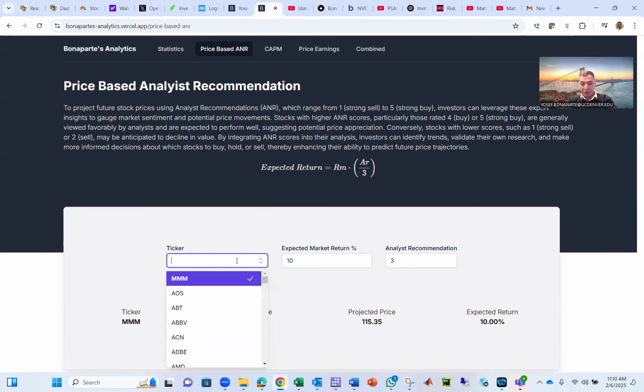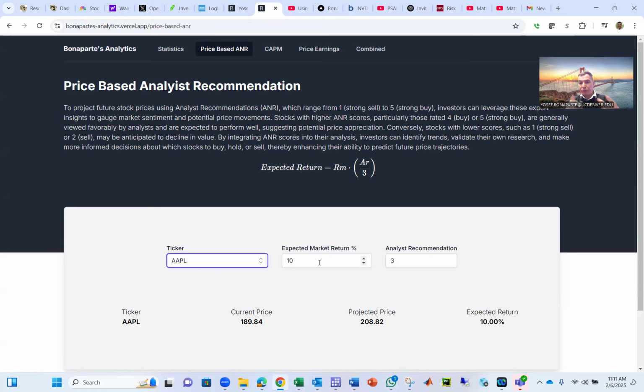In this case, let's use Apple. We're gonna use Apple in all the models. AAPL, use that. So the current price for Apple is 189. So you have to make one assumption. What do you expect the market to be a year from now? We expect 10%. Every year we expect the S&P to go 10%. We use historical average. So it's going to be 10.